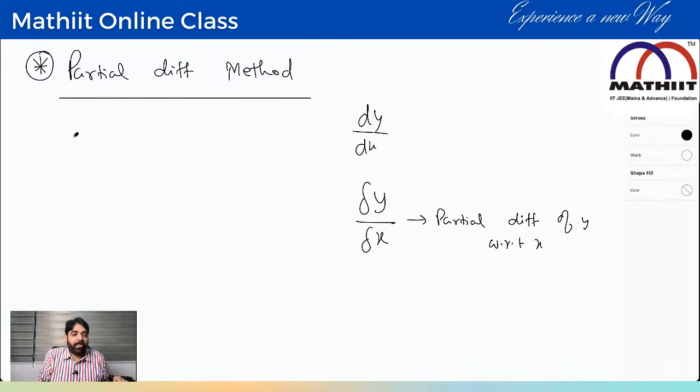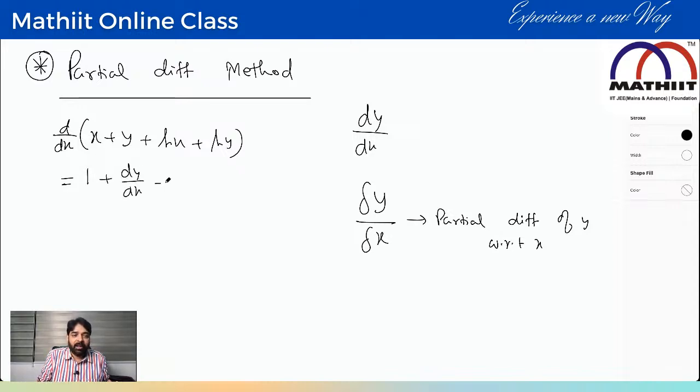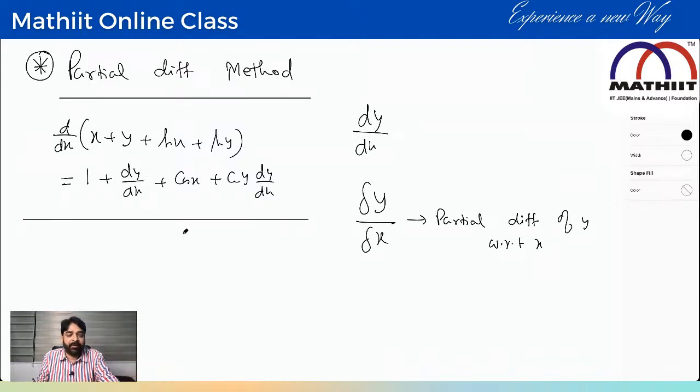Suppose, let me explain. If I ask you d by dx of x plus y plus sin x plus sin y, what will you say? You will say d by dx will go inside: x differentiation 1, plus y differentiation dy by dx, plus sin x differentiation cos x, plus sin y differentiation cos y into dy by dx. Why? Because the differentiation of sin of something is cos of something into the differentiation of something. x differentiation is 1. Sin of something differentiation is cos of something into the differentiation of that something, dy by dx. Everybody understood?